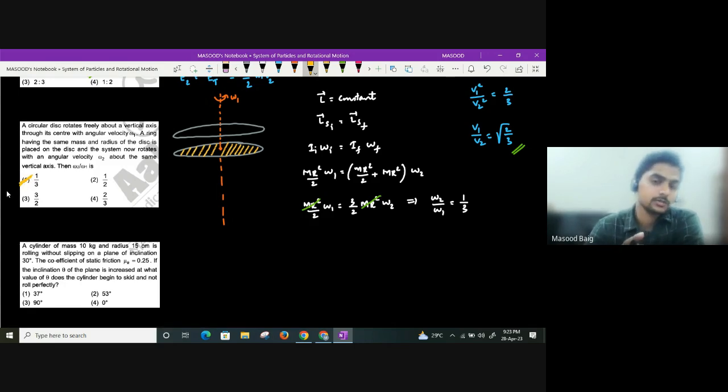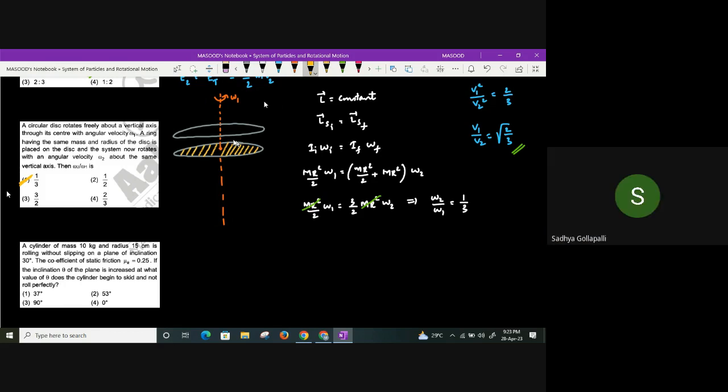Very important concept based on conservation of angular momentum. Whenever a disk is rotating and two point masses are attached at the ends or at diametrically opposite points, what will happen to the angular speed? Always remember, as soon as you increase the mass, the moment of inertia increases. When the moment of inertia increases, in order to keep angular momentum constant, the angular speed will decrease. I omega has to remain constant if only rotation is there. Clear, everyone? Yes or no? Yes, sir.